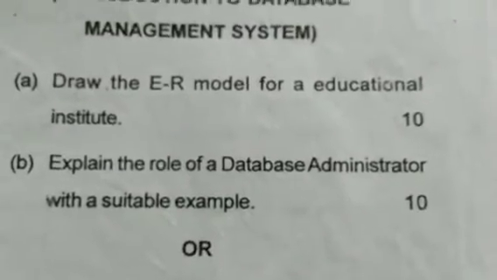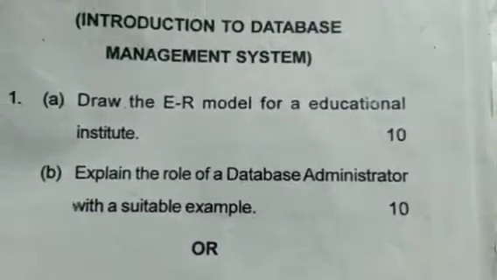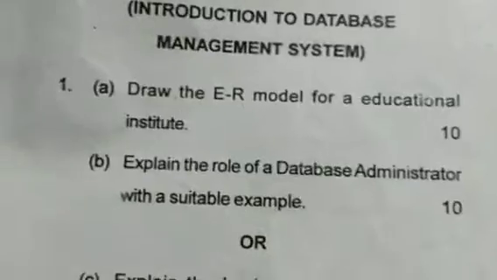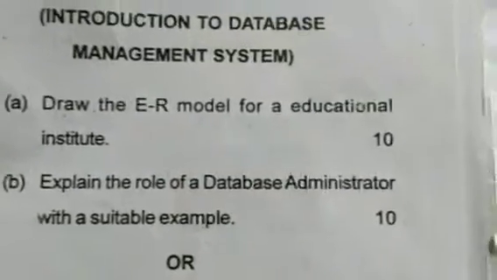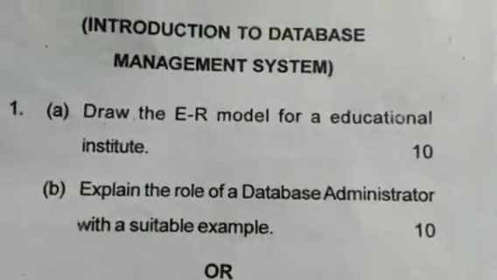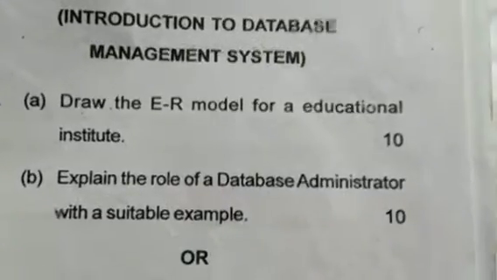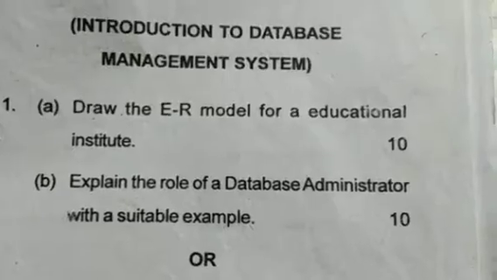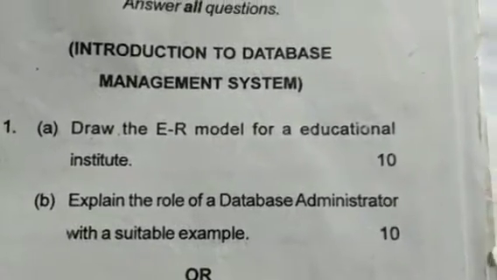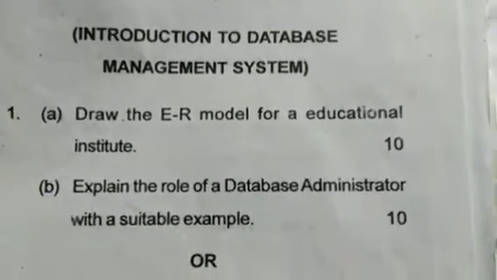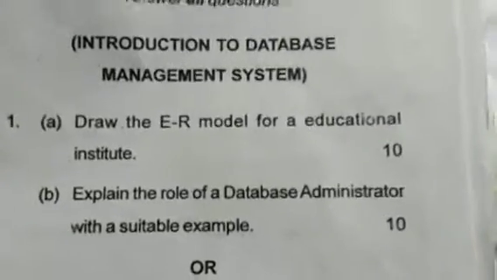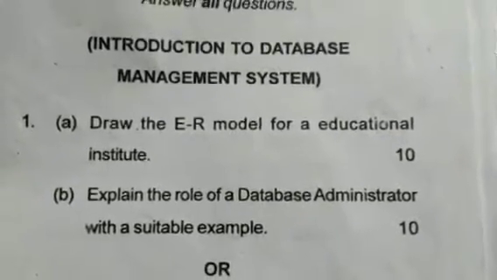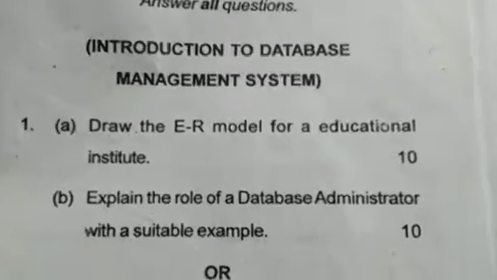draw the three level architecture. This is for 20 marks. So 10 marks will be for basic concept of database and advantages. Basic concept of database, database definition, what is DBMS and what are the advantages of the DBMS. We have also discussed the advantages of database management system. It overcomes the limitations of traditional file system. Okay, so basic concept also we have discussed, advantage also we have discussed. This is for 10 marks.